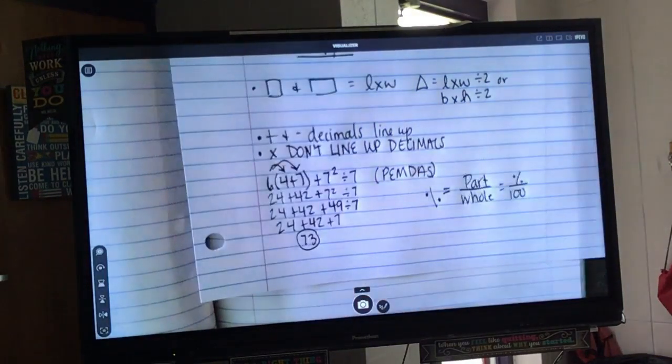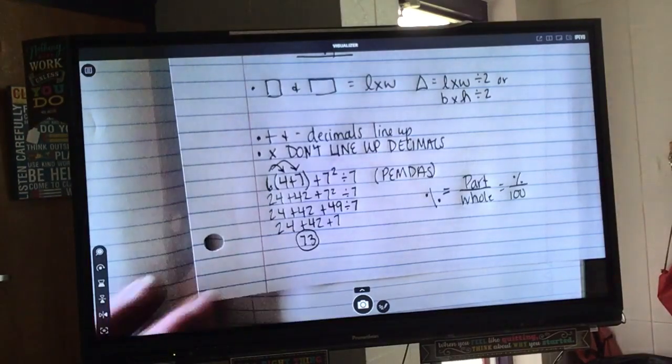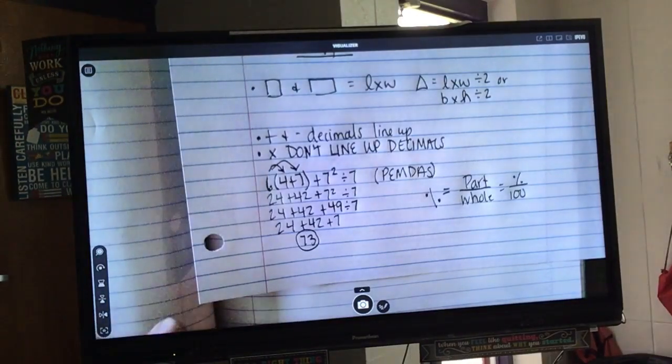Alright. Anything else? Ronnie? Always bring down your decimal for when you're dividing. Always bring down your decimal, always bring down your zero. Okay?